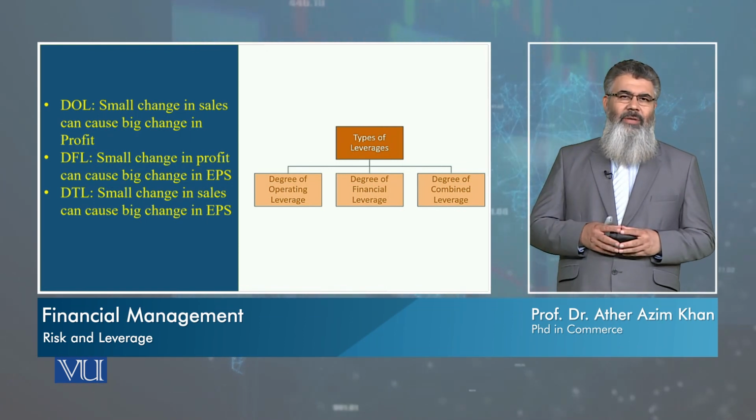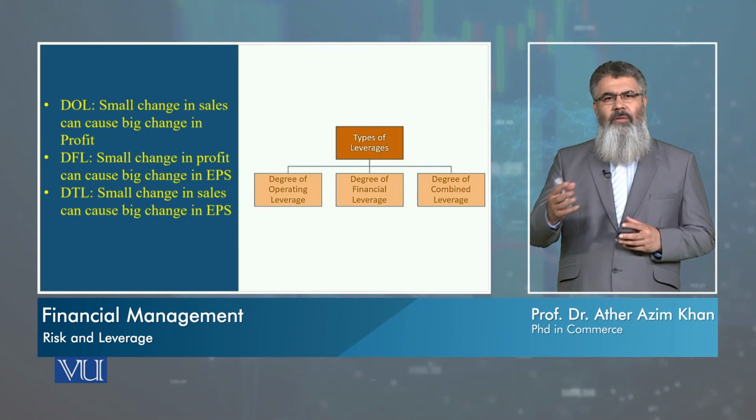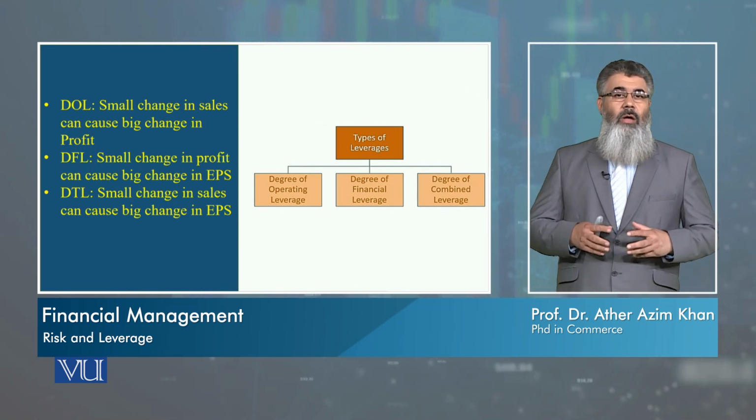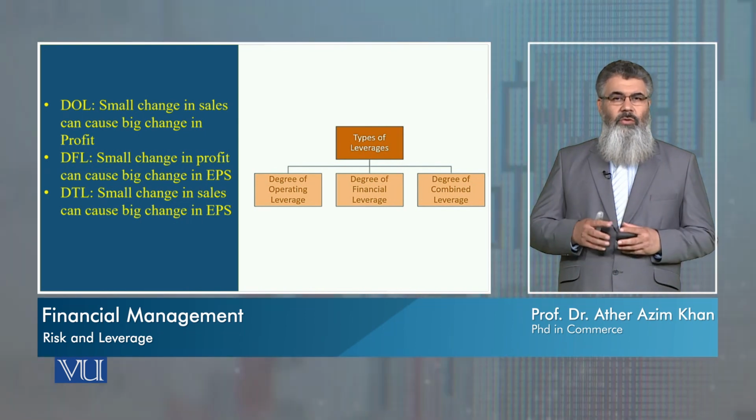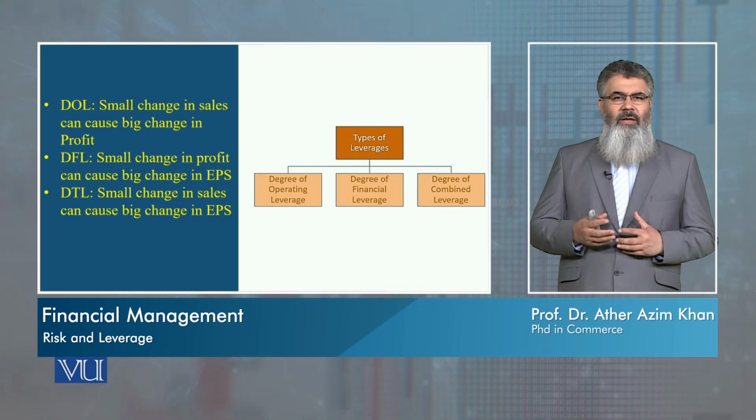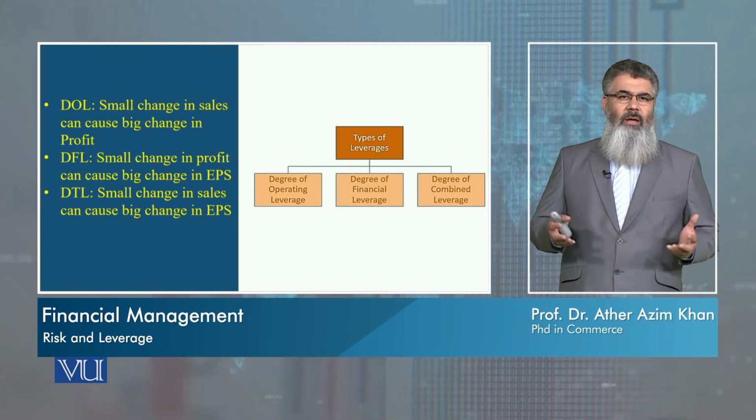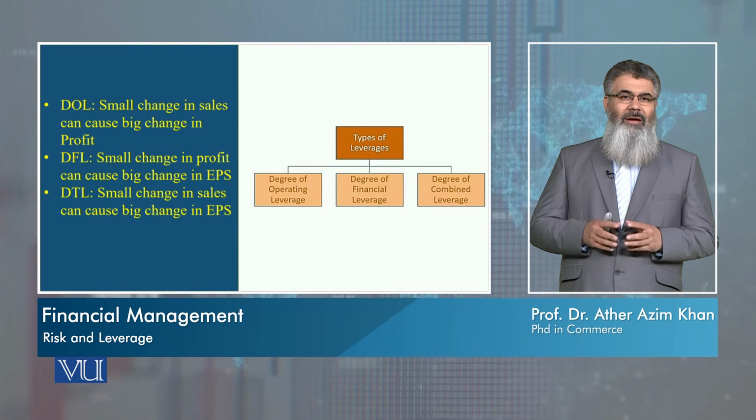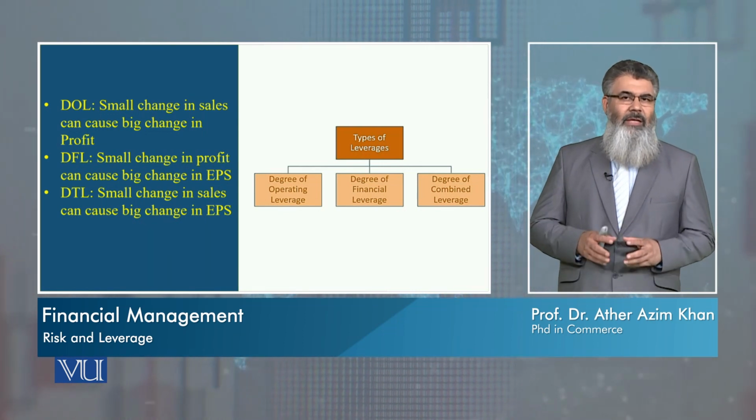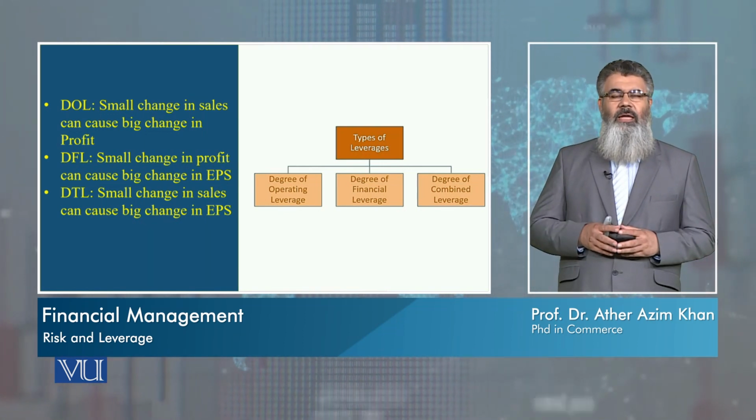अगर हमारे प्रॉफिट में थोड़ी सी तब्दीली आती है तो हमारे अर्निंग पर शेयर में बहुत सी तब्दीली आ जाती है. So that means if we enhance our profit, we'll enhance a lot our earning per share. But if our profit goes down, our earning per share will considerably go down because of DFL.